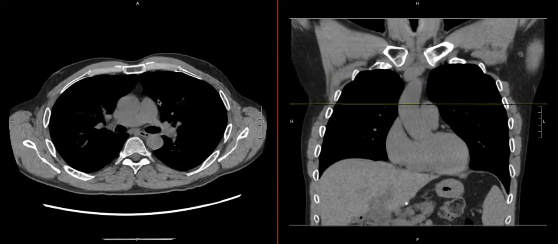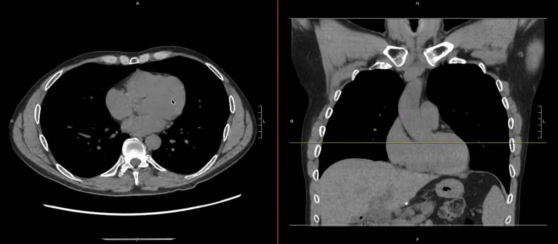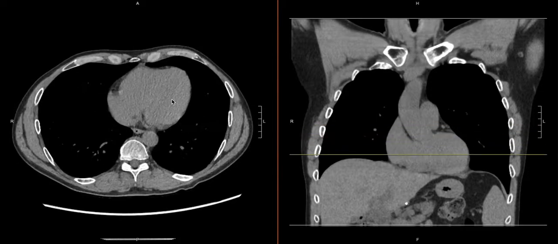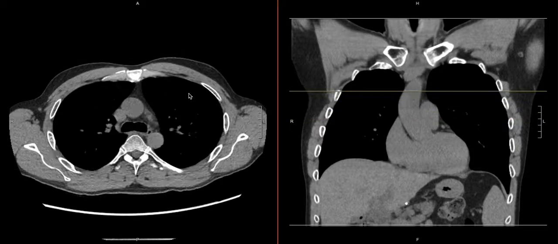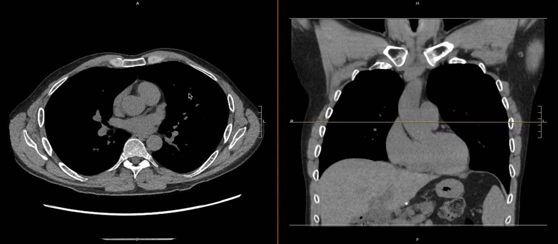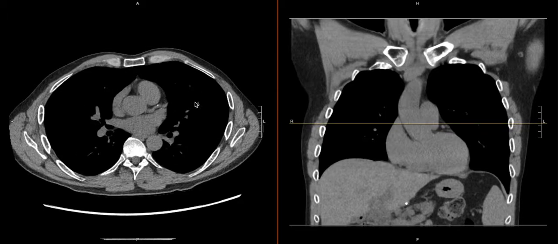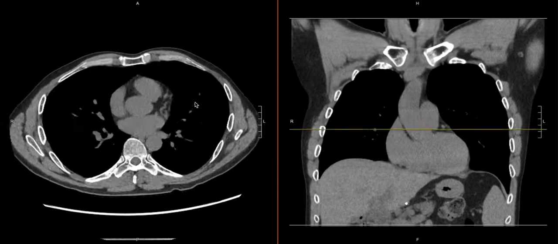But as we scan down, we will come back and look at the vessels later and trace the vessels. But it's helpful to take a good look at the heart, which is coming in and out of view here. As we scan through, one of the things that catches my eye here is a little bit of coronary calcification. Significance of that can be contextualized with other risk factors for the patient.